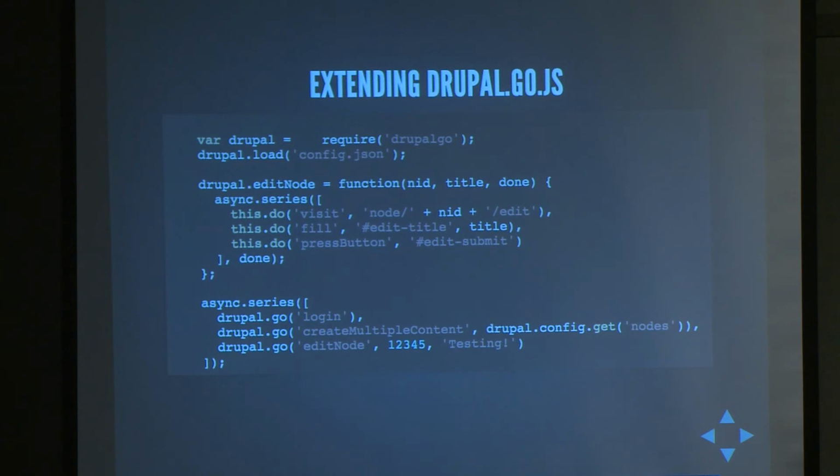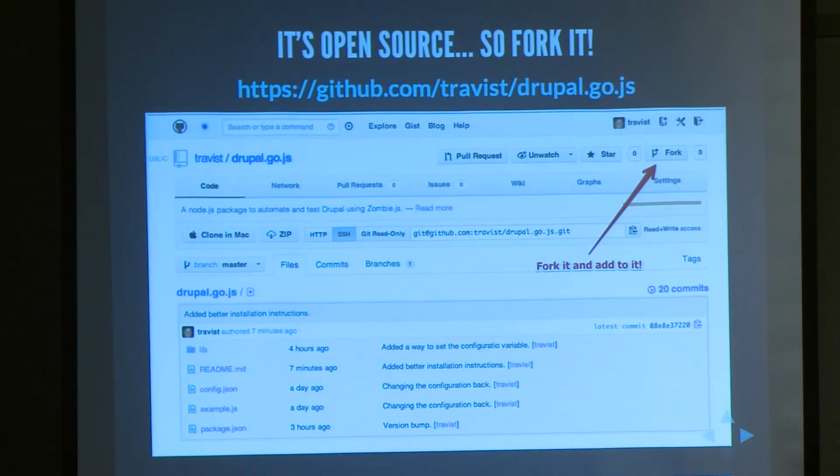Which kind of brings me to my next point, which is this is open source. So if you guys think of some methods that you find helpful, fork it. Do a pull request. If it looks good, I'll probably take it. In that way it'll benefit everyone. If you create an edit node method and you think other people might want this, you just fork it, do that, and I'll submit.